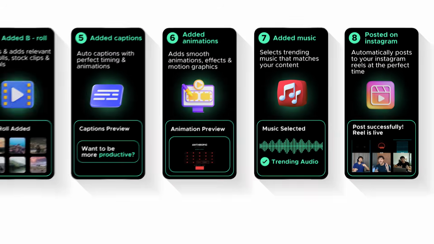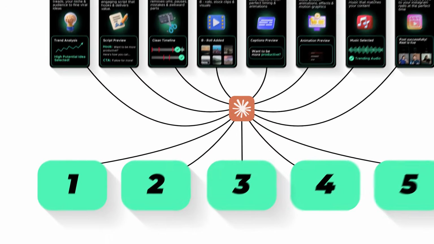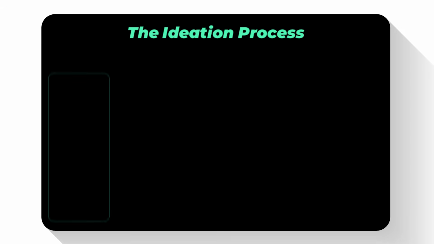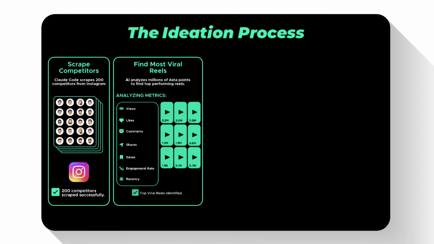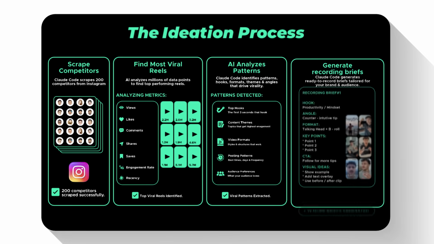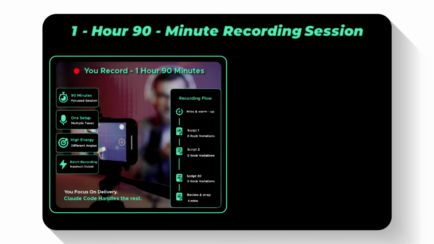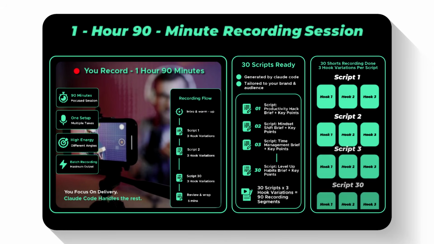The entire process I used to make this happen is split up into 5 steps. The first is the ideation process. This is where I scrape 200 of my competitors, find their most viral reels, and based on this, Claude Code uses its skills to generate briefs for my recording session. I then sit down and in one 90-minute session, I record 30 different short-form scripts with 3 hook variations per script.